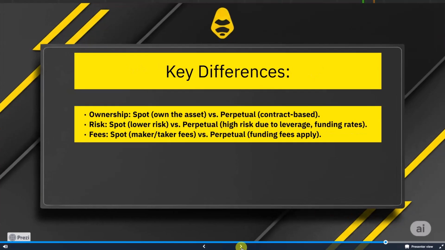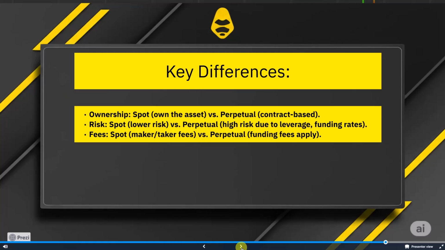So the key difference between the two is that with spot, you actually own the asset. Perpetual is contract based. You're just having a contract with someone else on the direction of where the price is going, and you would earn or win based on your speculation on the direction of that contract.